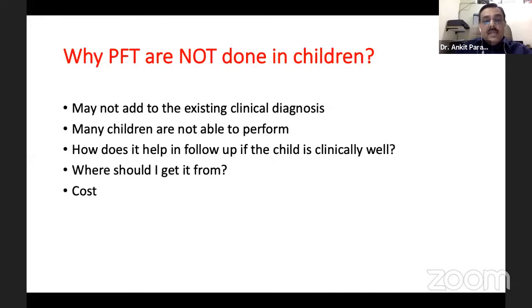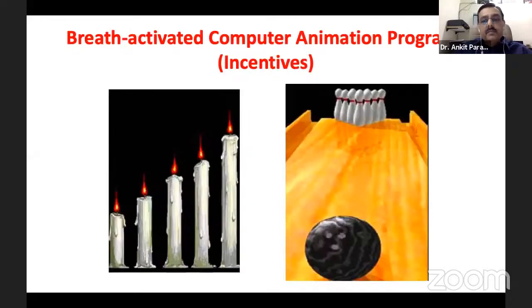The next two problems are: where should I get a lung function from? And if you say a good quality lung function, then is it actually available to me? And there might be an issue of cost as well. So let's try and answer these questions in the context of children with asthma.